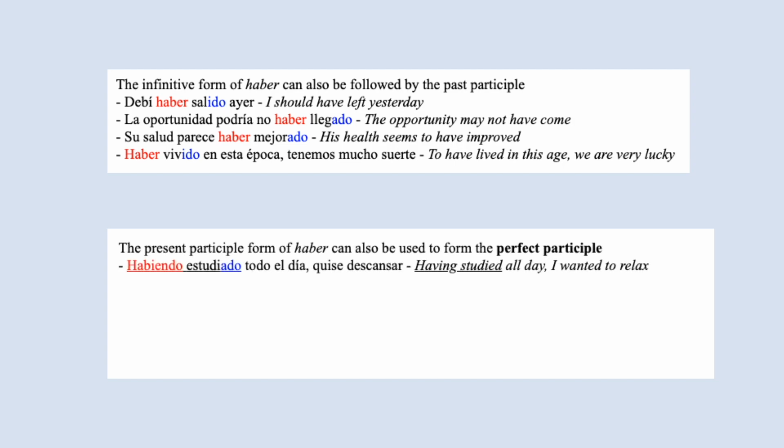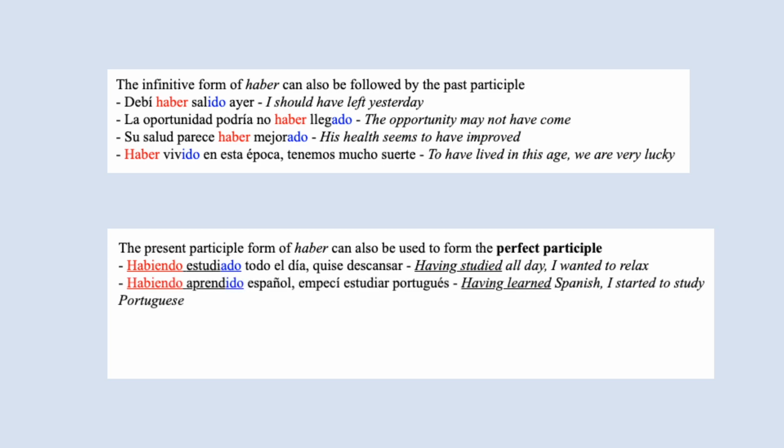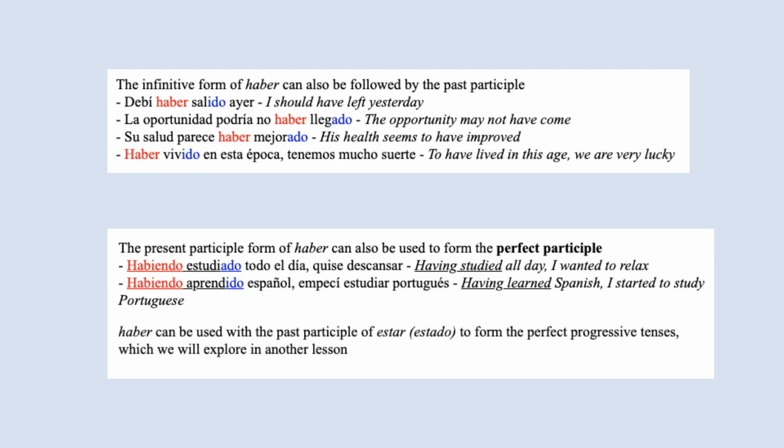The present participle form of haber can also be used to form the perfect participle. Habiendo estudiado todo el día, quise descansar. Habiendo aprendido español, empecé a estudiar portugués. And haber can be used with the past participle form of estar, estado, to form the perfect progressive tenses, and we will study these later on in this unit. He estado estudiando todo el día.